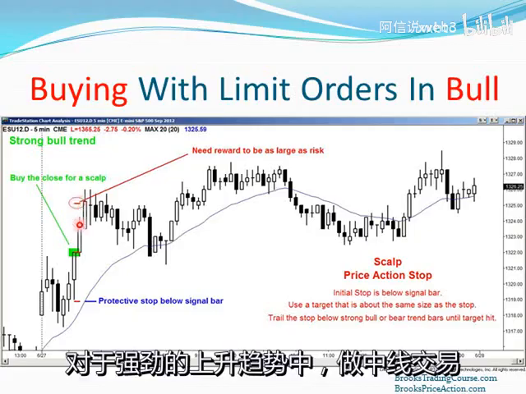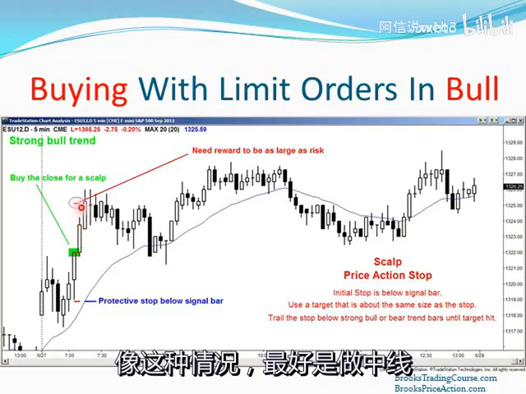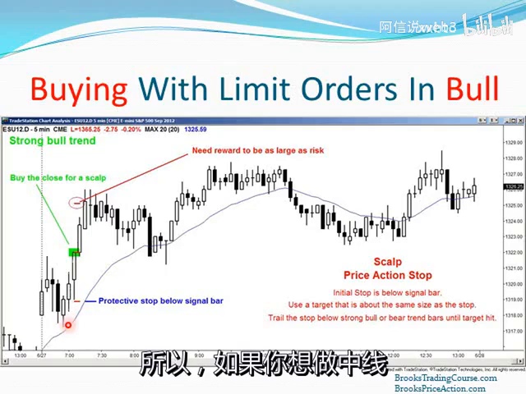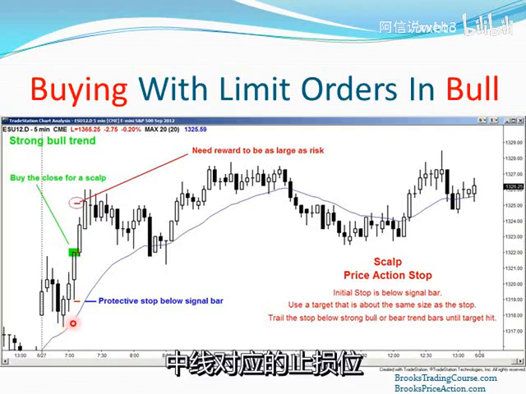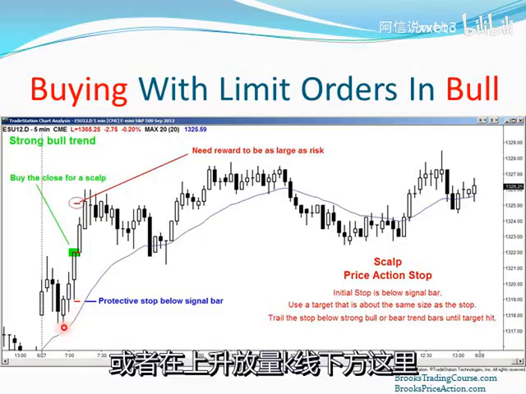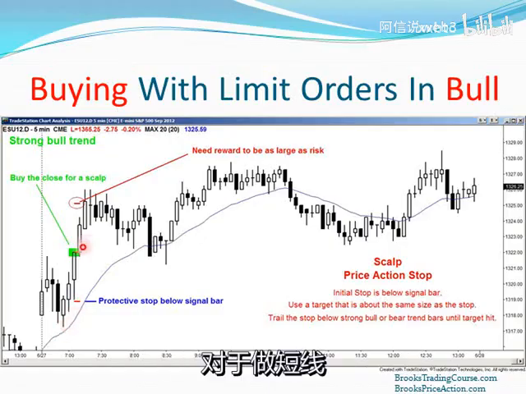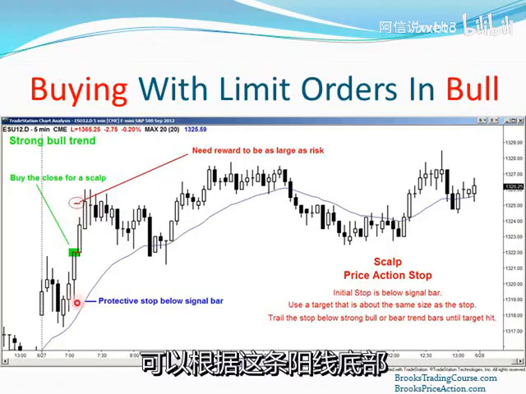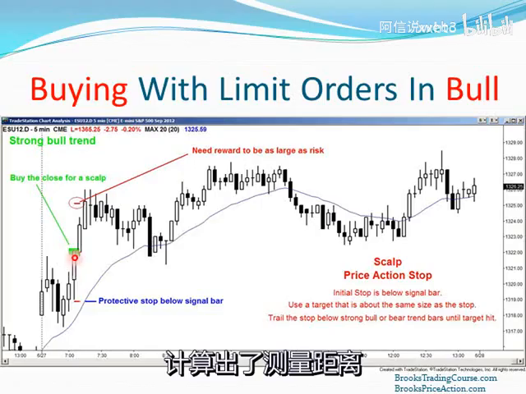On a swing trade, on a strong bull trend like this, it's probably better to swing. But the swing stop stays down here or down here. So if you're going for a swing, the stop on the swing portion is below here or below the bottom of the bull spike. On the scalp portion, you can get out right there, based on a measured move from the bottom of this bull bar.